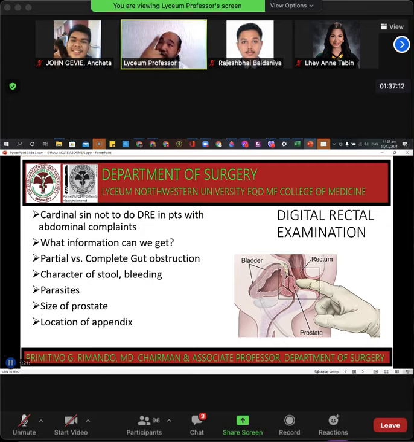If you insert your finger into the inner rectal area and you feel that the inner rectal wall is tightly hugging your finger, that means there's no air in the inner rectal area. There's no fecal material in the rectal area. We call that your empty rectal vault, and an empty rectal vault is a sign of a complete gut obstruction, because even gas cannot go beyond the level of obstruction.